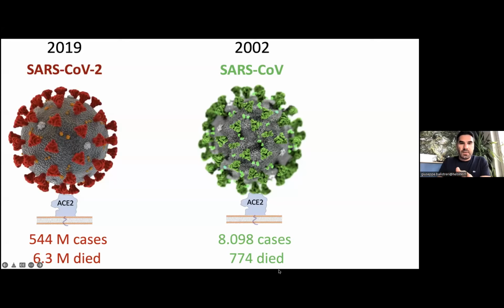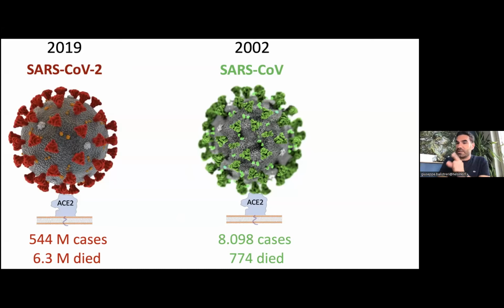So without further ado, you all know by now that we are still within a pandemic. In 2019, a new coronavirus called SARS coronavirus 2 was discovered, apparently from China.